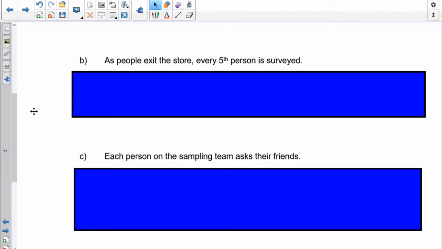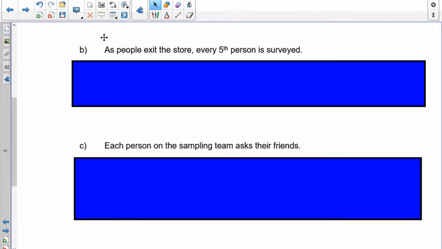Okay, let's look at the next one. As people exit the store, every fifth person is surveyed. So identify the type of sampling that's being done and tell me whether you think that it's appropriate. So pause the recording and do that now.